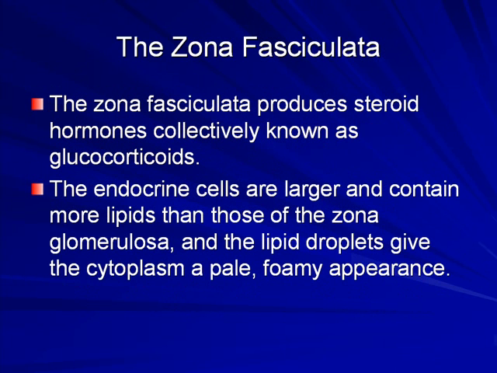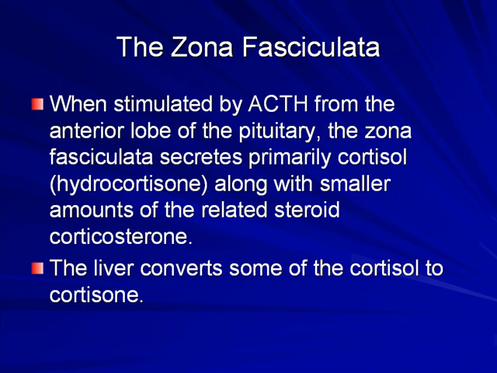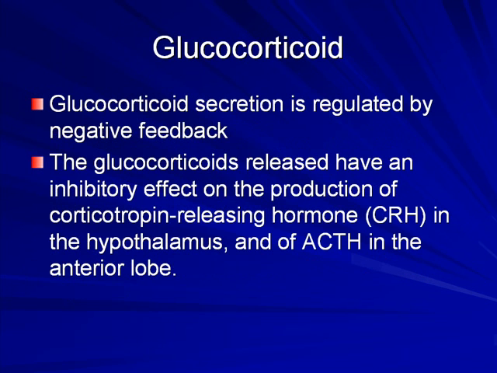also present. The zona fasciculata produces steroid hormones collectively known as glucocorticoids. The endocrine cells are larger and contain more lipids than those of the zona glomerulosa, and the lipid droplets in the cytoplasm are pale, foamy in appearance. When stimulated by adrenocorticotropic hormone from the anterior pituitary gland, the zona fasciculata will secrete primarily cortisol or hydrocortisone, which you may be familiar with as a synthetic product, along with smaller amounts of the related steroid corticosterone. The liver converts some of the cortisol to cortisone.